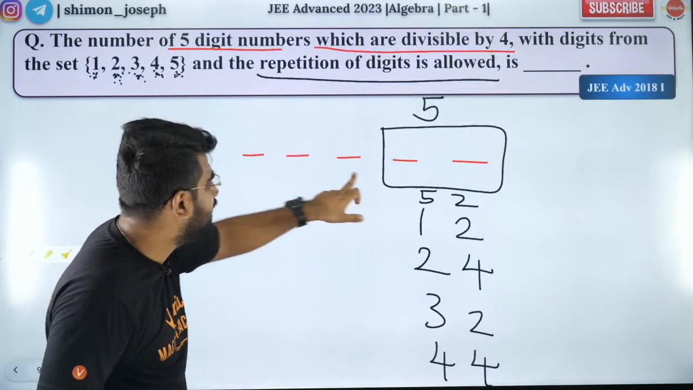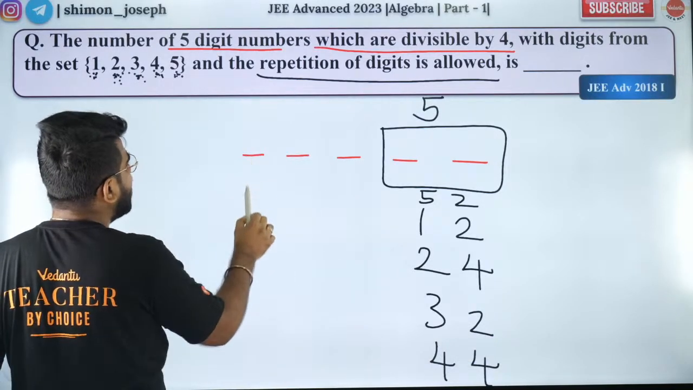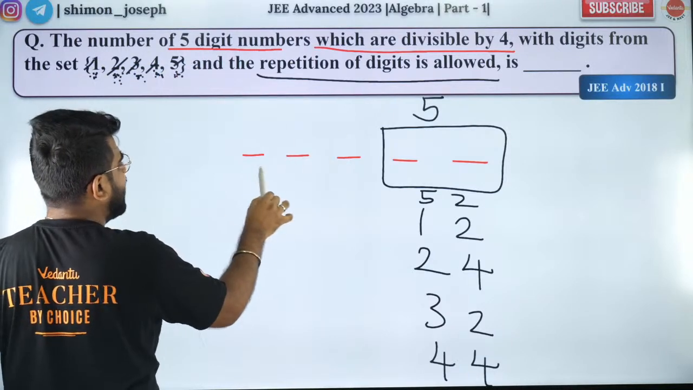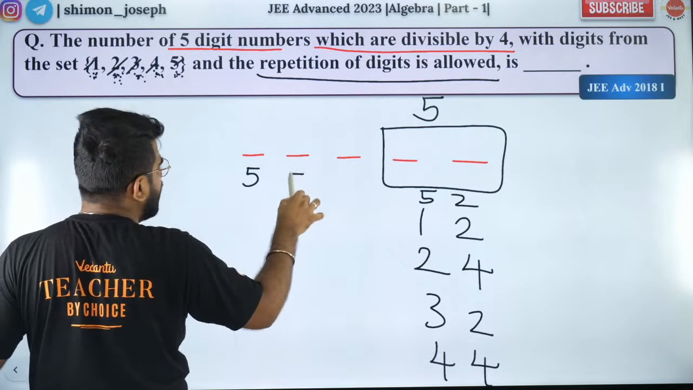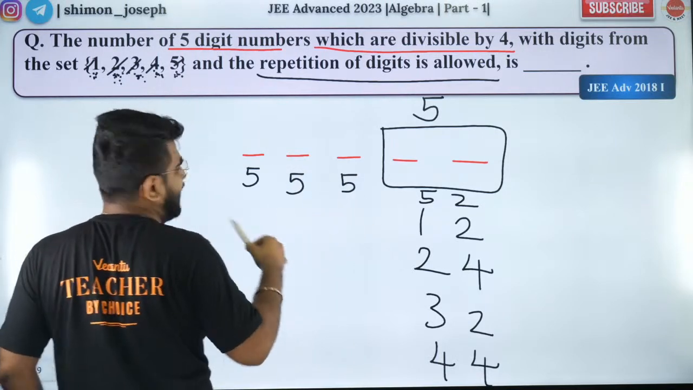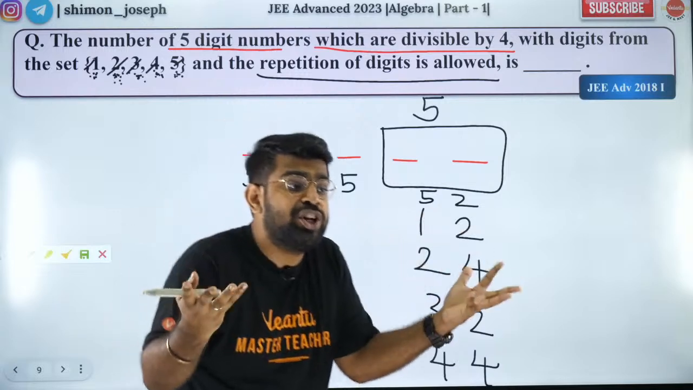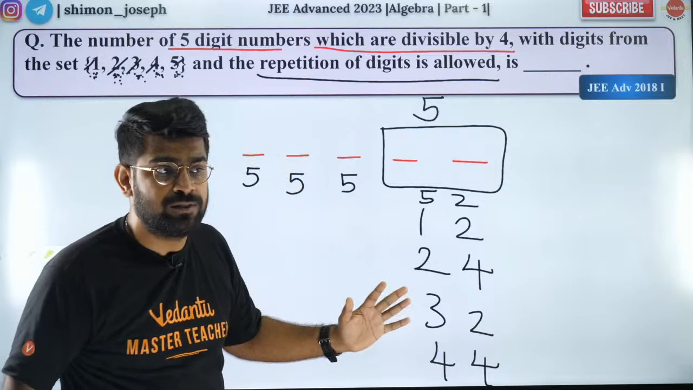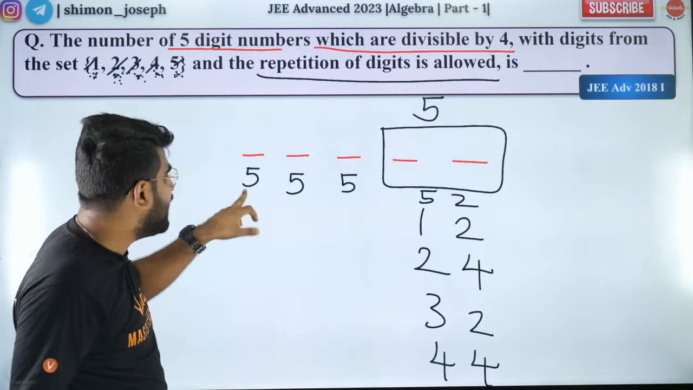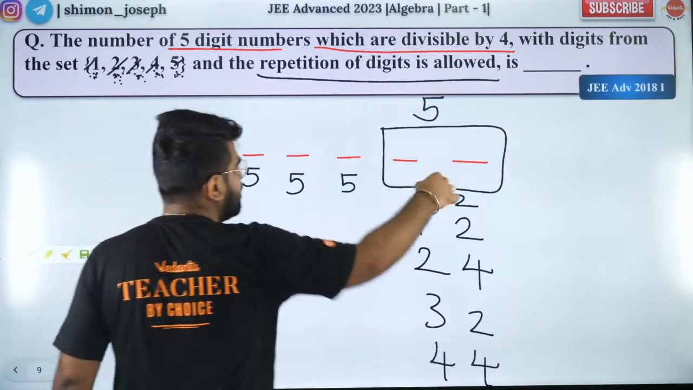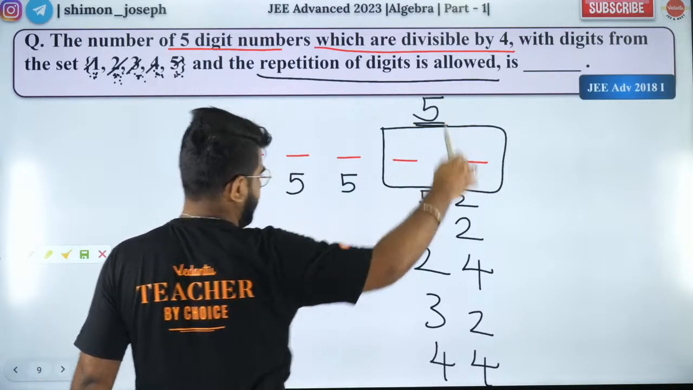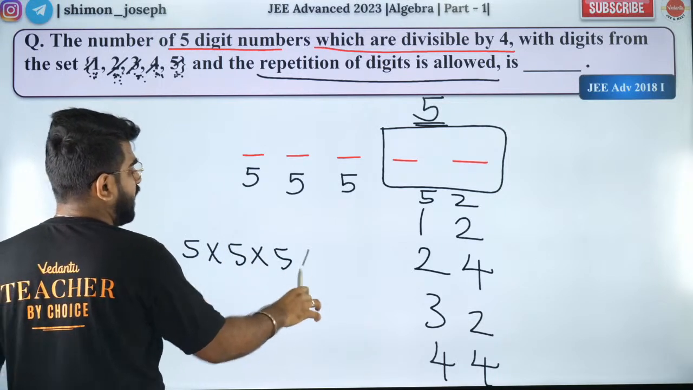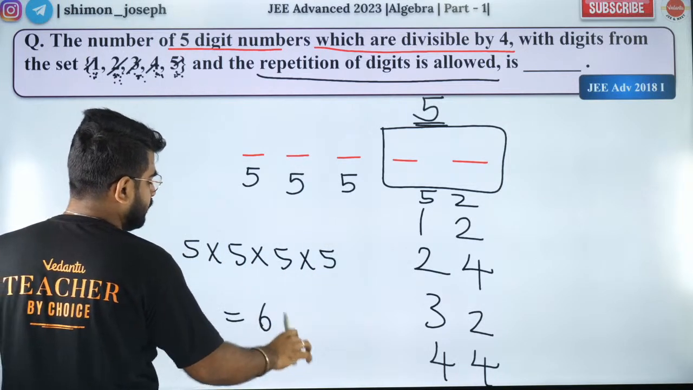Now, what about the first 3 digits? The first digit can be 1, 2, 3, 4, 5. It can be anything. 5 options. Second digit can also be anything. 5 options. Third digit can also be anything because there is no restriction on the first 3 digits. So that is why it is 5, 5, 5. And then the last 2 digits together have only 5 ways. So the answer is 5 into 5 into 5 into 5. So that's going to be 625.